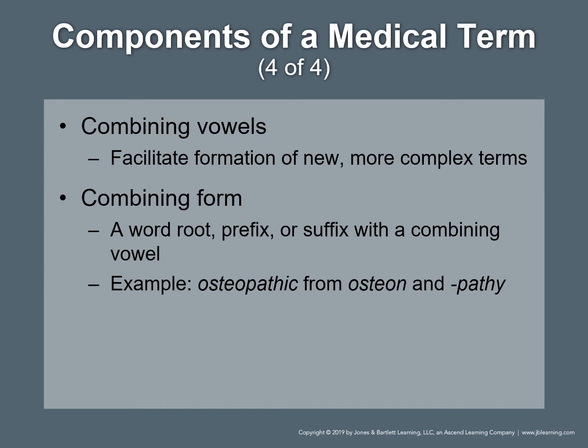A combining form is a word root, prefix or suffix with a combining vowel. Example, osteopathic. The first word root is osteon, which is Greek for bone. The N is dropped and the combining vowel O is added to create the combining form osteo. Adding the O facilitates the addition of a second combining form, pathy, from the word root patho, meaning disease.